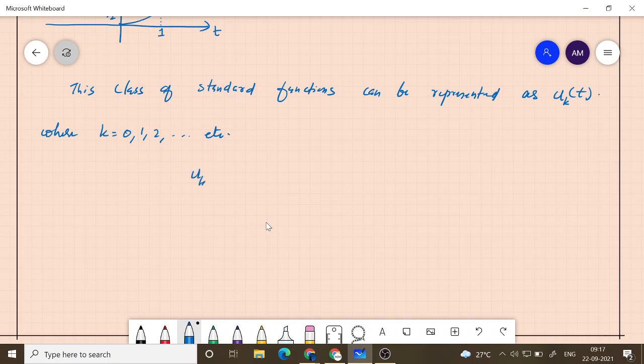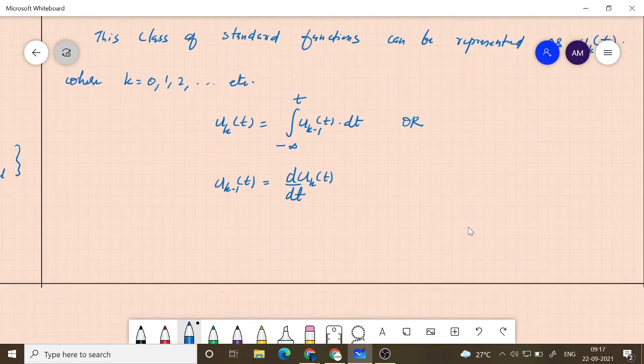So uk of t is basically the integral from minus infinity to t of uk minus 1 of t dt, or alternatively you can say uk minus 1 of t is the derivative of uk of t. So this is the first class of function. They have this relationship.